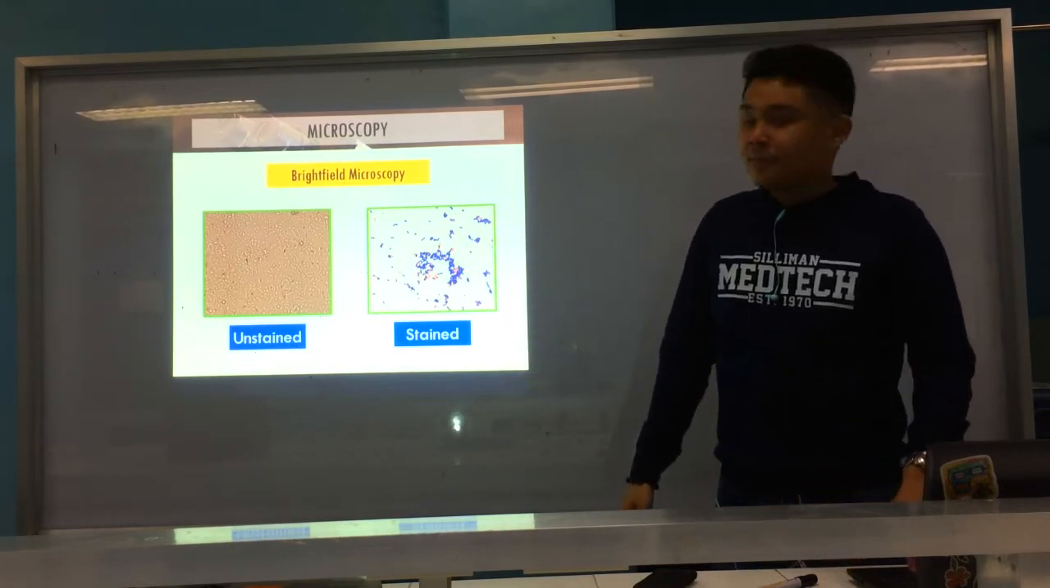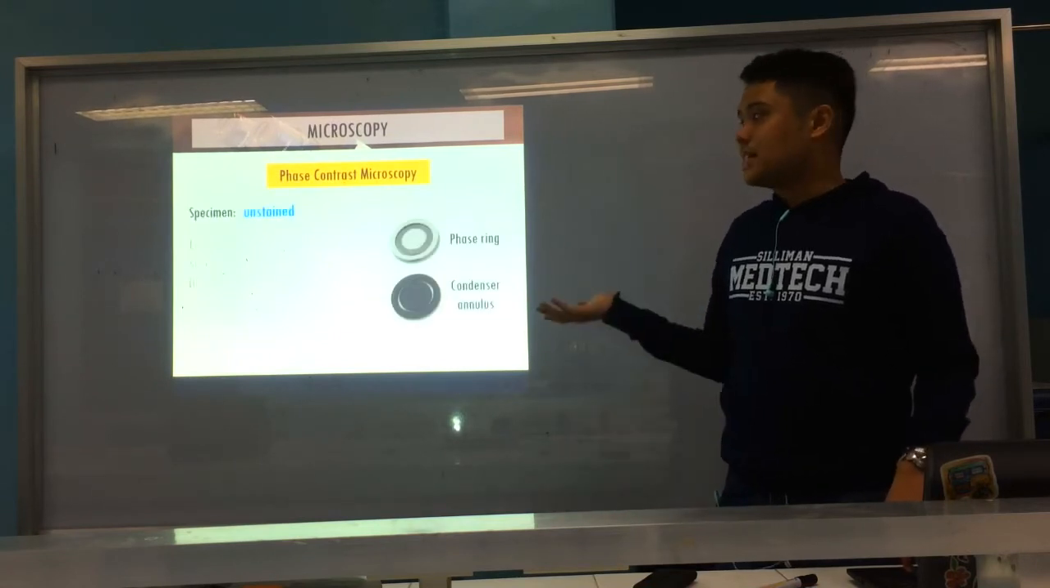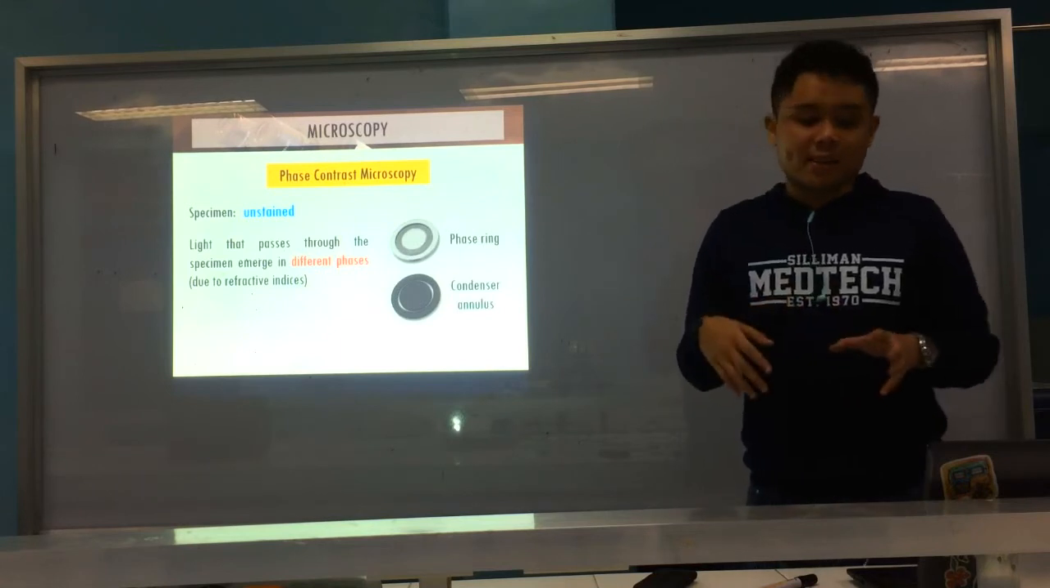Next, we have phase contrast microscopy. When you say phase contrast, the specimen should be unstained, and the light passes through different phases.